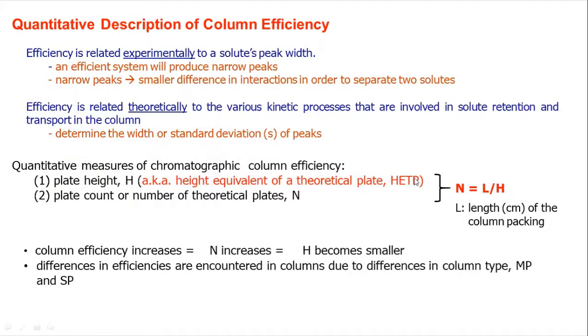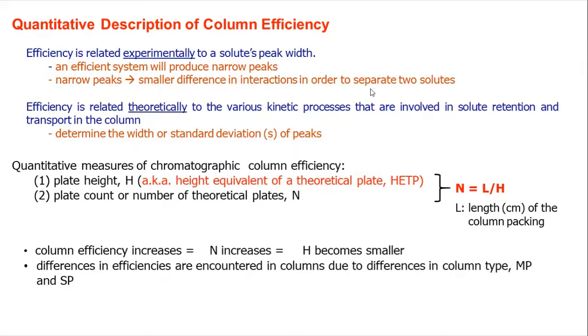Quantitative description of column efficiency. Efficiency is related experimentally to a solute's peak width. An efficient system will produce very narrow peaks. Narrow peaks mean a smaller difference in interactions is needed in order to separate two solutes. Efficiency is also related theoretically to the various kinetic processes that are involved in solute retention and transport in the column. These determine the width, or the standard deviation, of peaks.